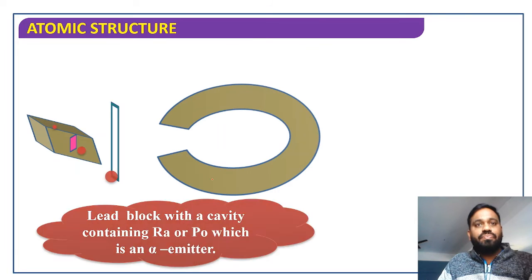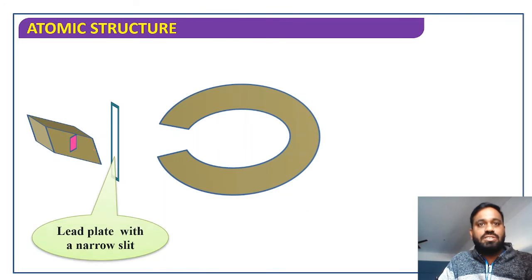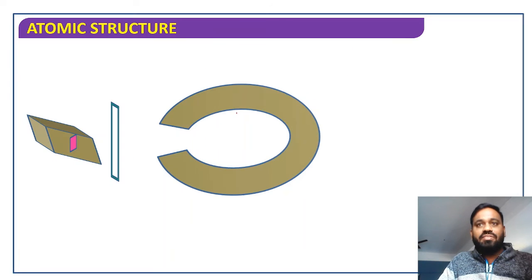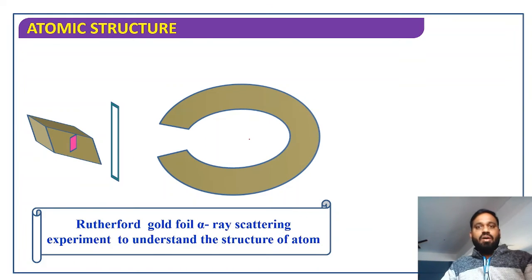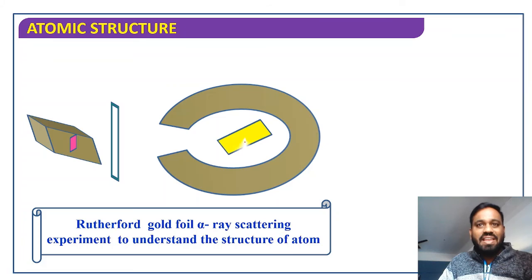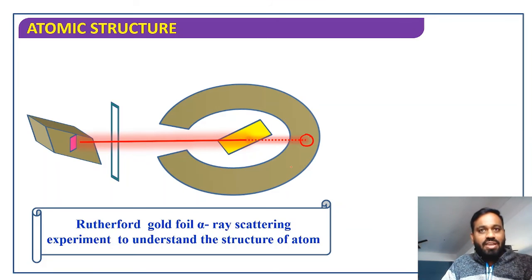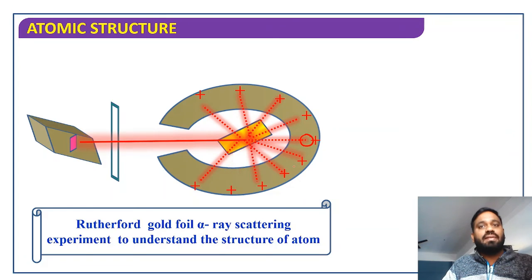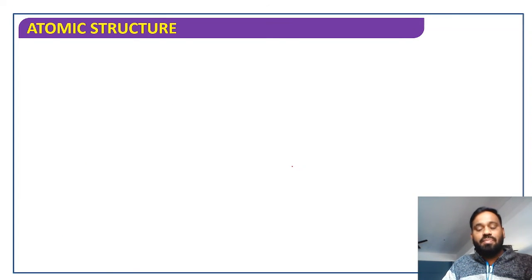When you pass the alpha particles from this source through this lead plate, there is a photographic plate arranged here, and exactly in the middle we keep the gold plate. When you pass the alpha particles, most of them strike without any deflection, but a few strike at a small angle, and very few alpha particles are bounced back. This is the experimental setup.